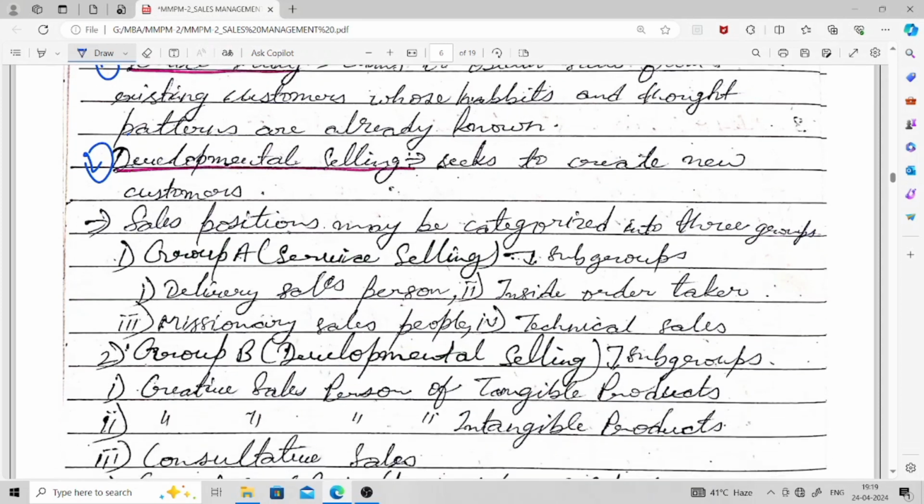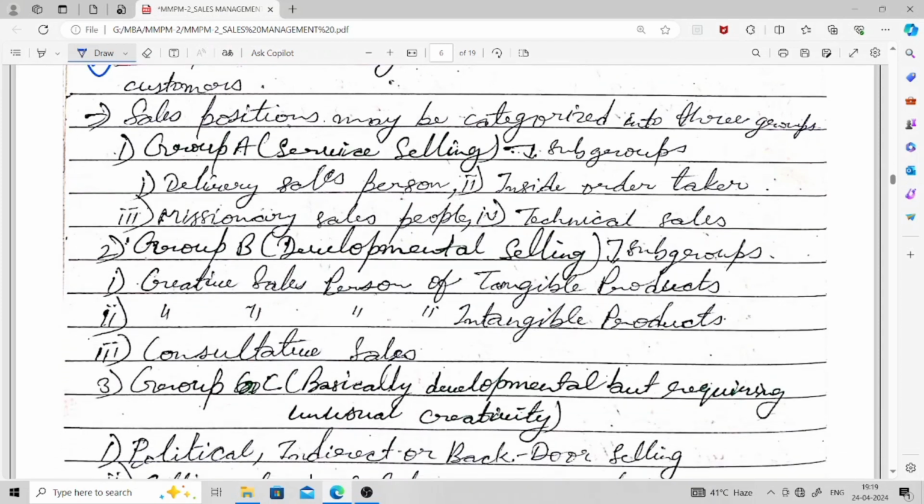Sales positions may be categorized into three groups. First, group A, known as service selling. I already explained the subgroups given here: delivery salesperson, inside order taker, missionary salespeople, and technical sales.